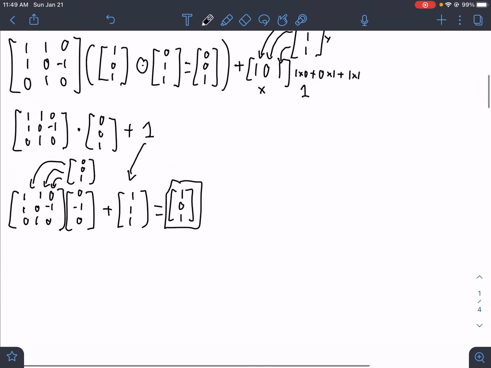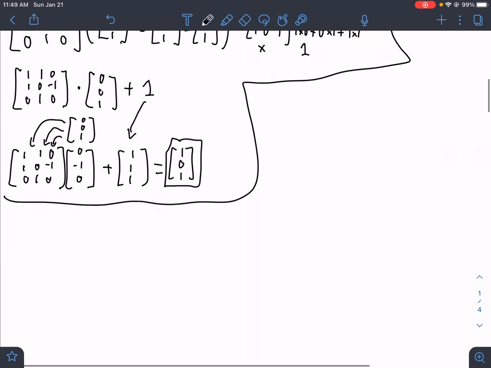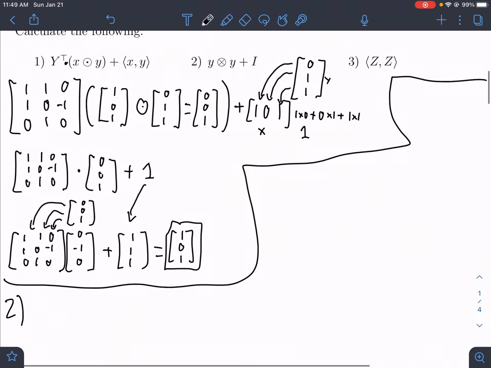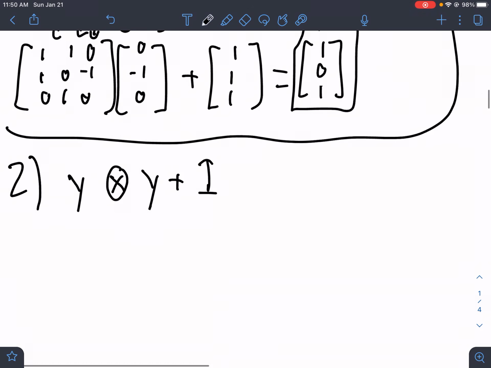Part 2 is y, the inner product of y and y, plus I. So we're going to do y, y, I. So y is equivalent to, I believe, 0, 1, 1. And we're going to do the inner product, so this is the same as dot producting. Oh, no, this is the outer product, never mind.